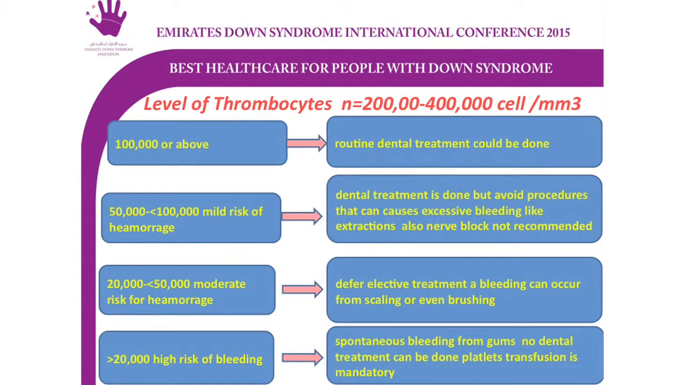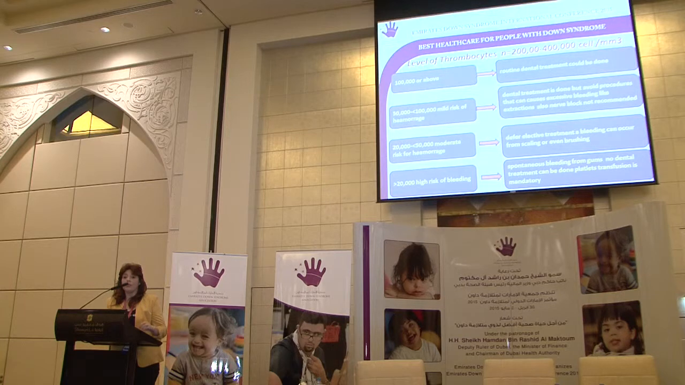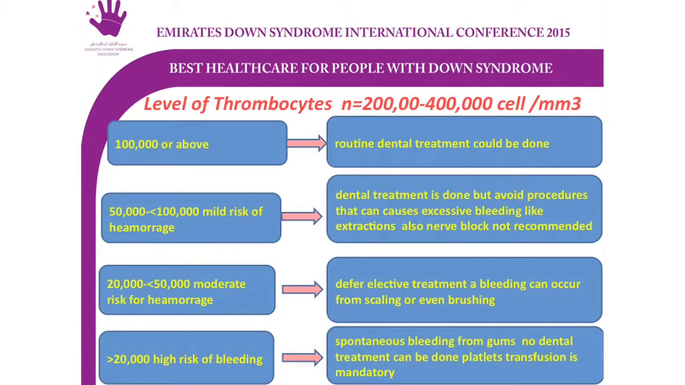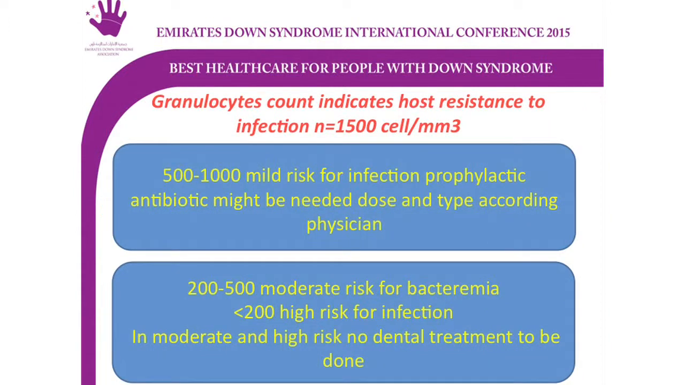If the thrombocyte count is 100,000 or above, we can do our dental treatment normally. If it is from 50,000 to 100,000, then we do restoration and root canal, but we don't do extractions. We cannot. If it is below that, no dental treatment can be done because of the danger of bleeding. Regarding infection and the granulocyte count, if it is 500 to 1,000, we can give prophylactic antibiotic and do our treatment. If it is less than that, we cannot do anything, no treatment to be done.